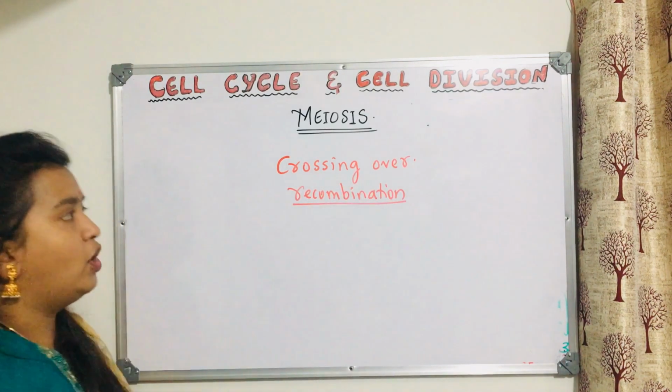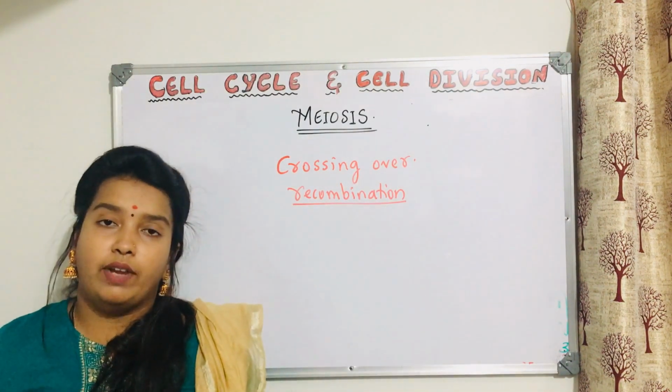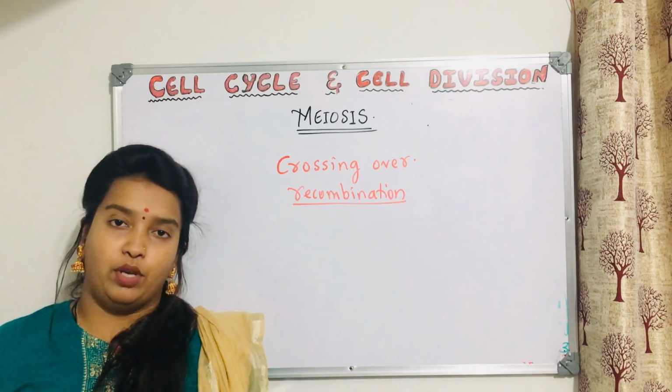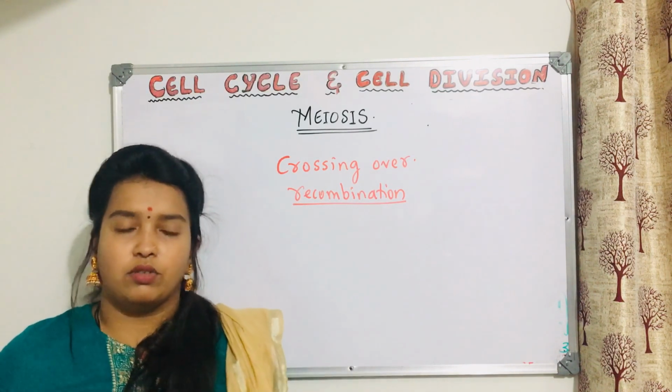Recombination or crossing over. I'll just explain it here, because later on when I am discussing meiosis 1 and meiosis 2, I'll be using these terms: crossing over, homologous, all these things. So you should know that.